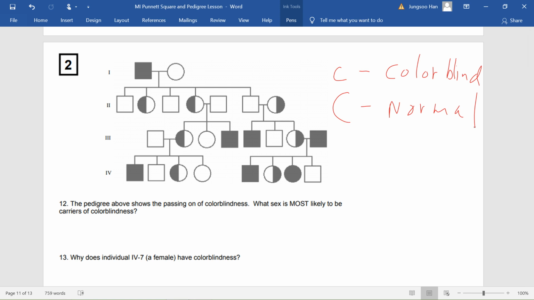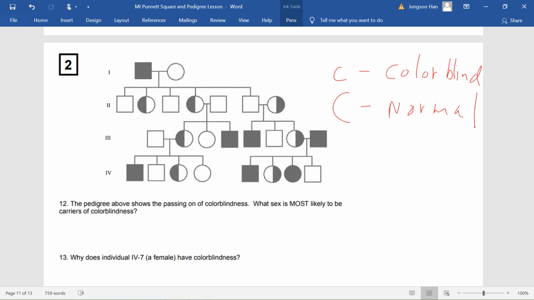Okay, so how do we know if color blindness is on the X chromosome or the Y chromosome? If color blindness was on the Y chromosome, only the sons would be affected. But you can see right here, there is one circle, one daughter, that has color blindness. So it would be impossible for it to be a Y-linked trait. Color blindness has to be an X-linked trait.